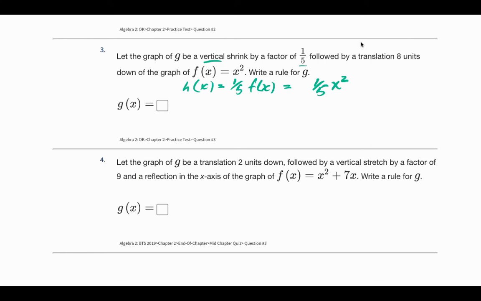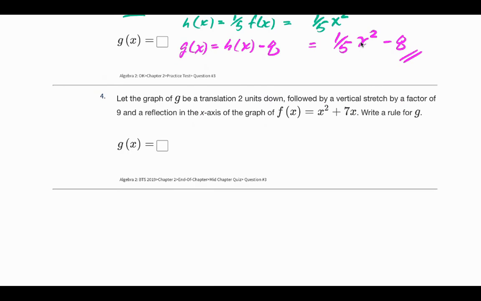All right. Then they're asking us to go 8 units down. When we go 8 units down, that's our g of x. And again, we're going to take our previous one, which we called h of x, and 8 units down is again on the outside. So now we have our h of x was 1/5 x squared, and then we're going to take our minus 8.